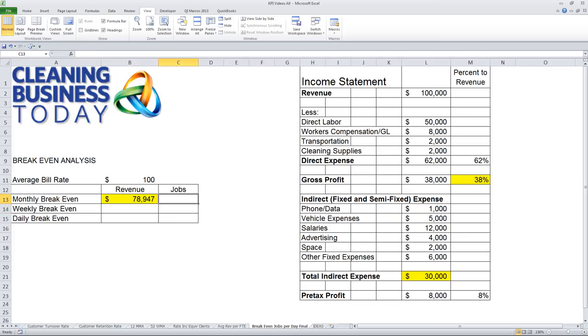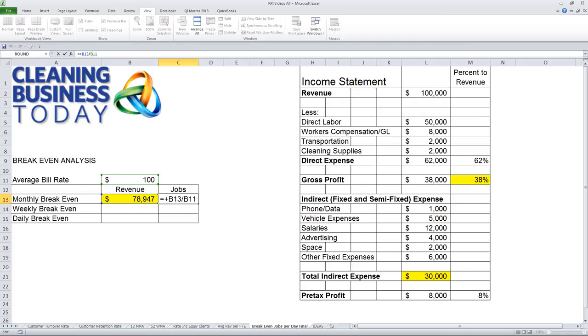If we assume that my average bill rate per job is $100, I'm just going to take my $79,000 and divide it by my average bill rate, in which case I need to do 789 jobs over the course of the month.